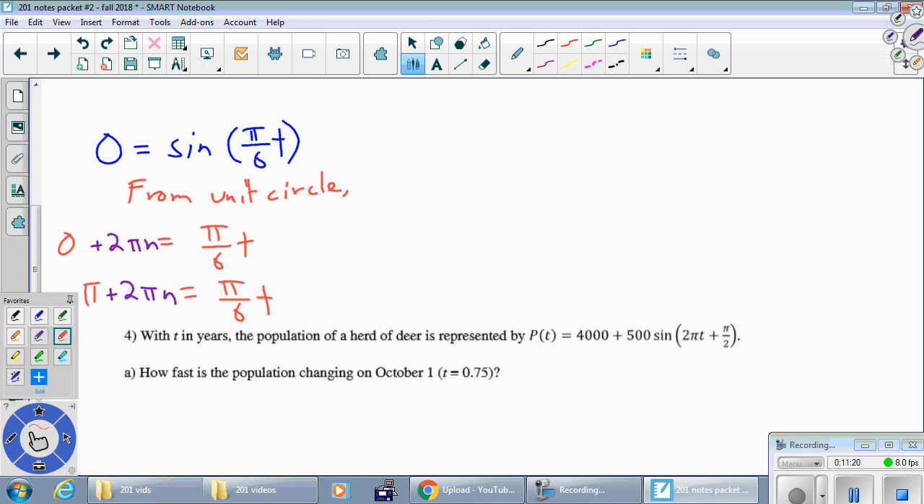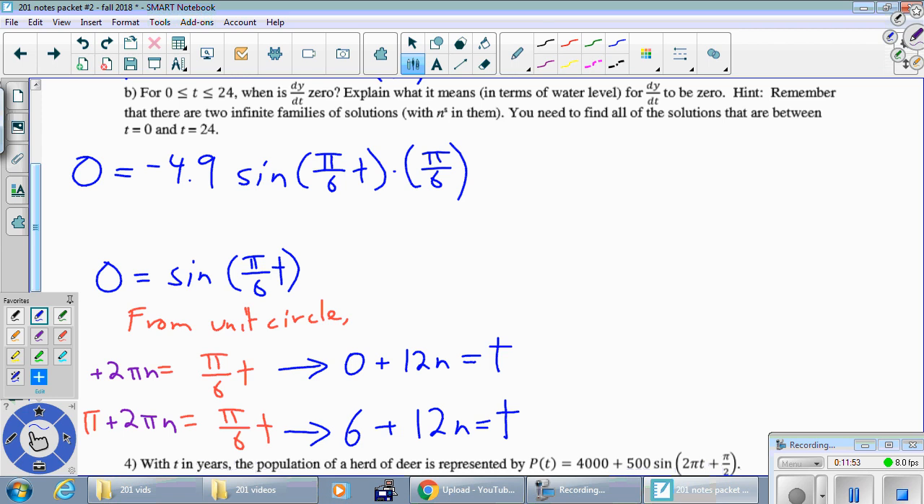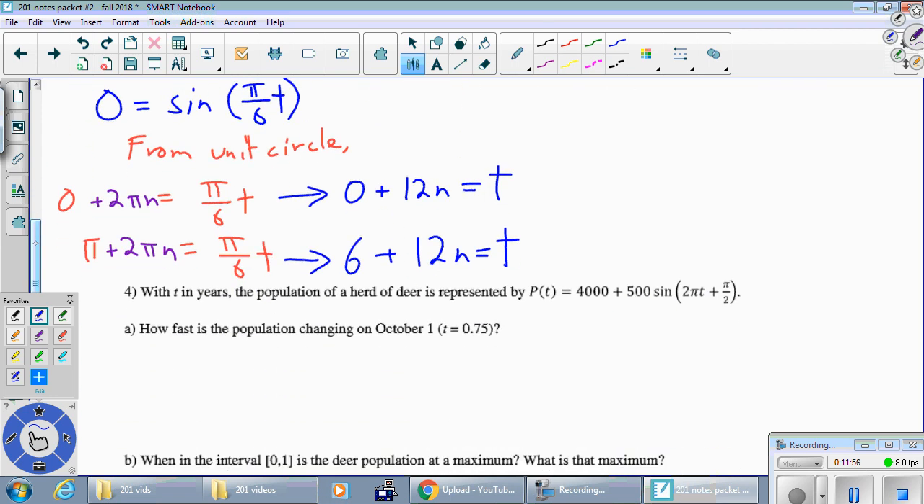And then we're going to solve for t, so we'll multiply both sides by 6 over pi. 6 over pi times the 0 is still 0, plus 6 over pi times the 2 pi n is just 12n, the pi's cancel. 6 over pi times the right-hand side gives just t. Same deal here, 6 over pi times both sides. 6 over pi times the pi is 6, plus it's the same 12n here, and it's the same t right here. So here's our double infinite family of solutions, and we're looking for all the places between 0 and 24, including both.